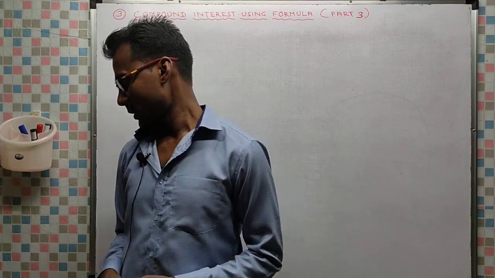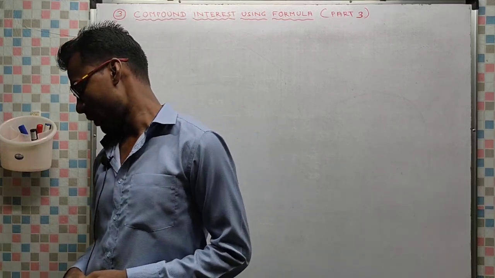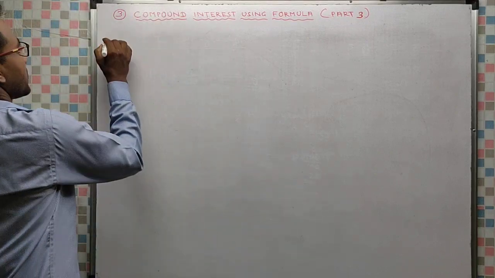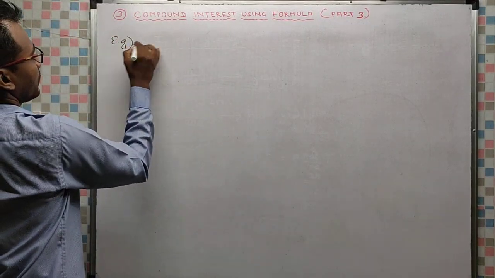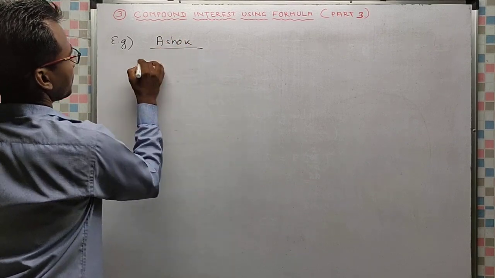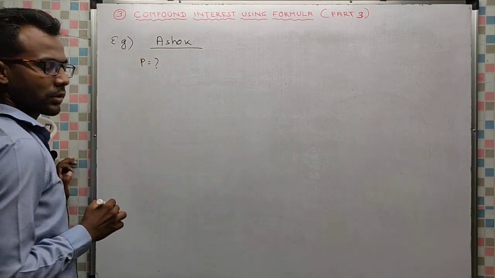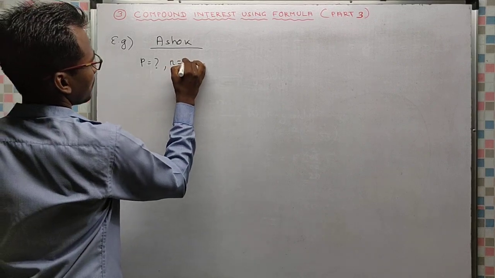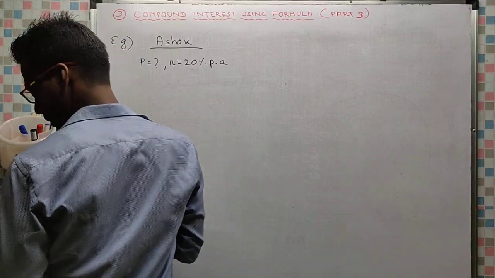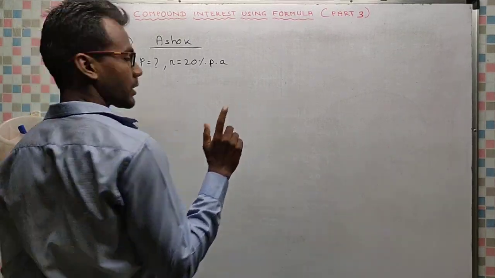Example. Ashok invests a certain sum of money at 20% per annum compounded yearly. Principal is not given, rate is 20% per annum, and it is compounded yearly.